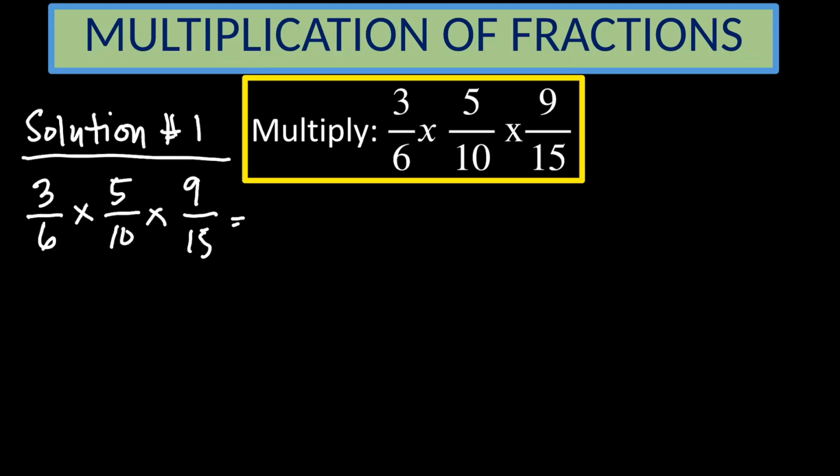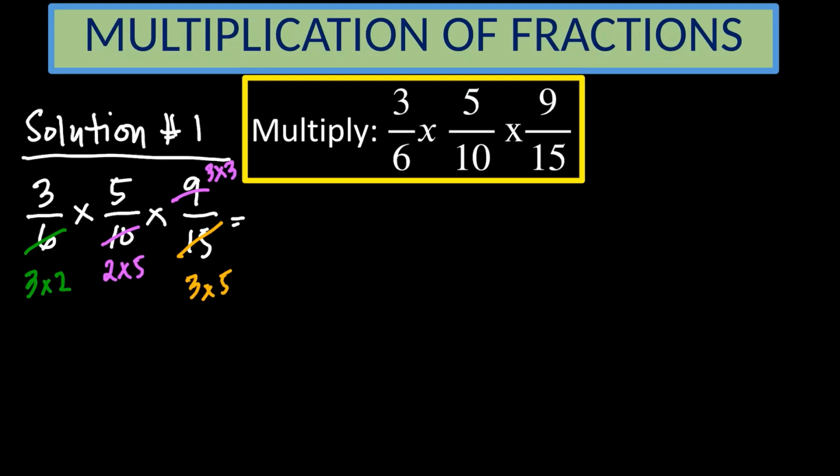What do I mean by that? 6 has factors of 3 and 2. For 10, we have factors of 2 times 5. And for 15, we have 3 times 5. What about for 9? For 9, we have 3 times 3. Some more? Okay, no more.